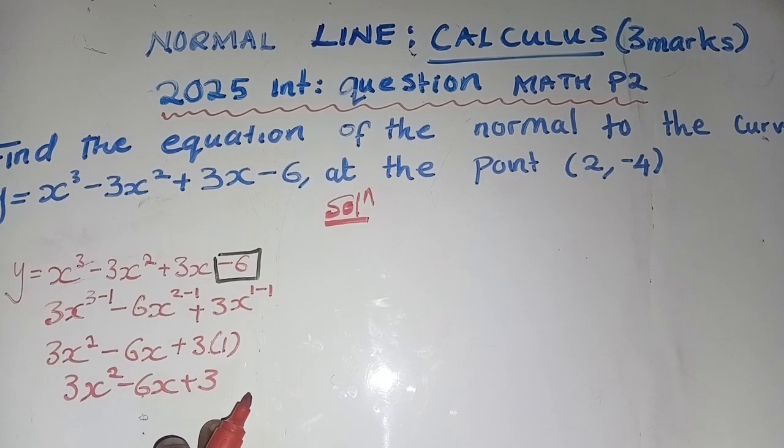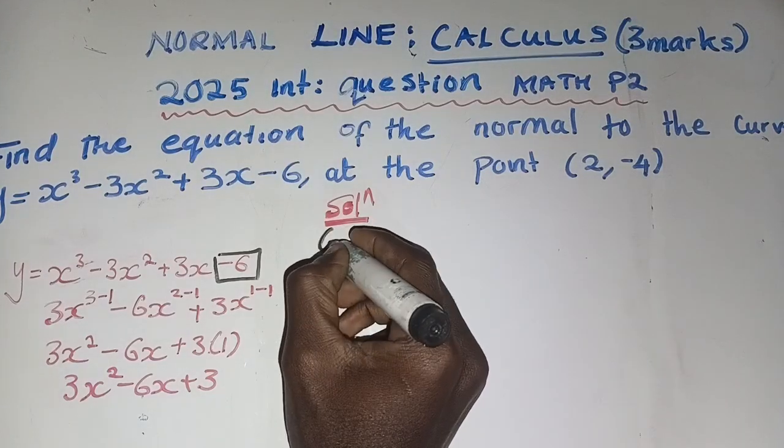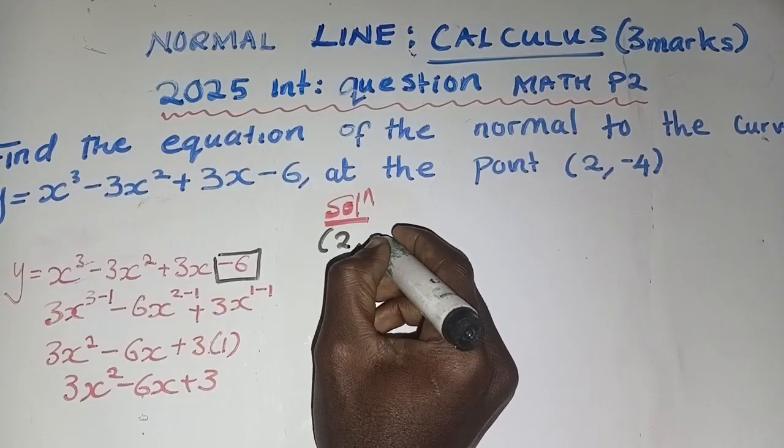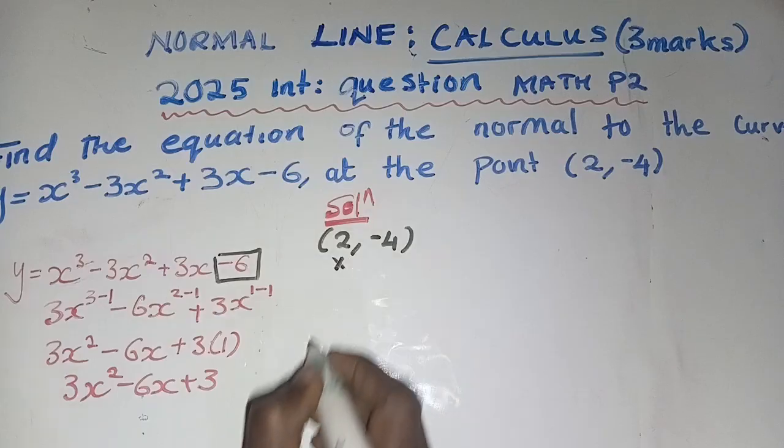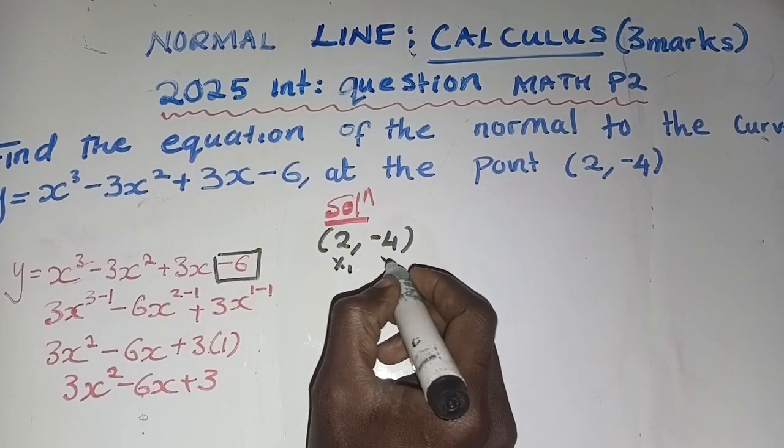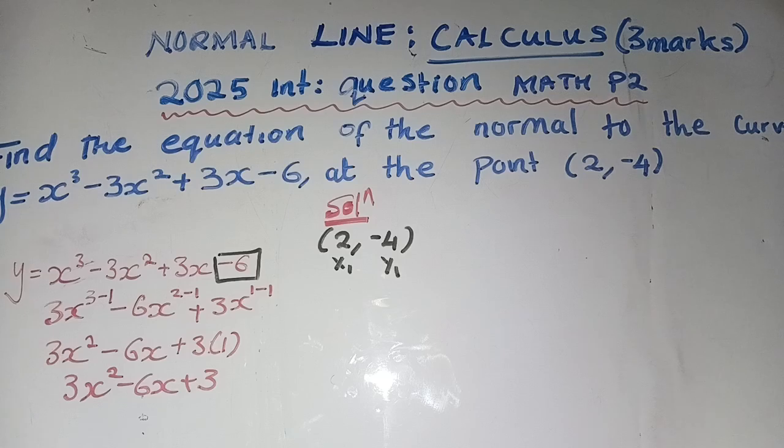So this is not the answer. We have just differentiated it. What are we going to do exactly? We are going to use this point, we are given the point. Let me write it with this marker. We have 2 comma negative 4, this is our x1, y1.